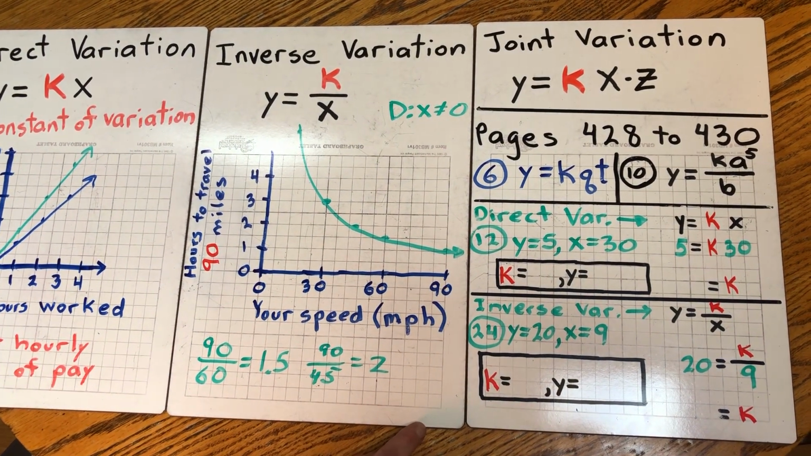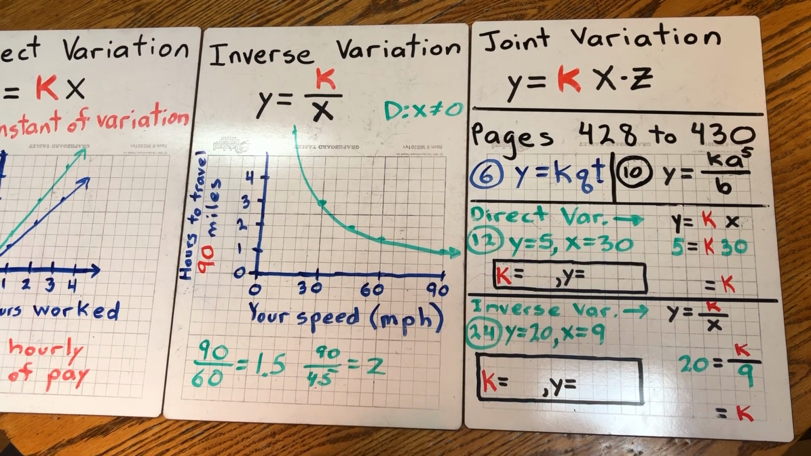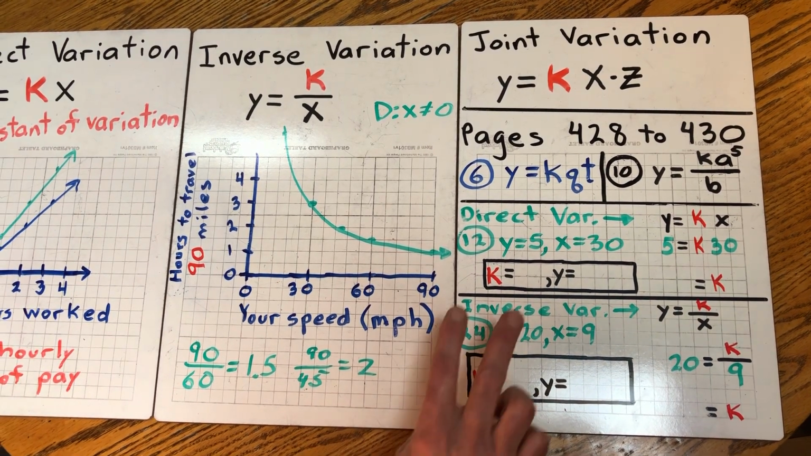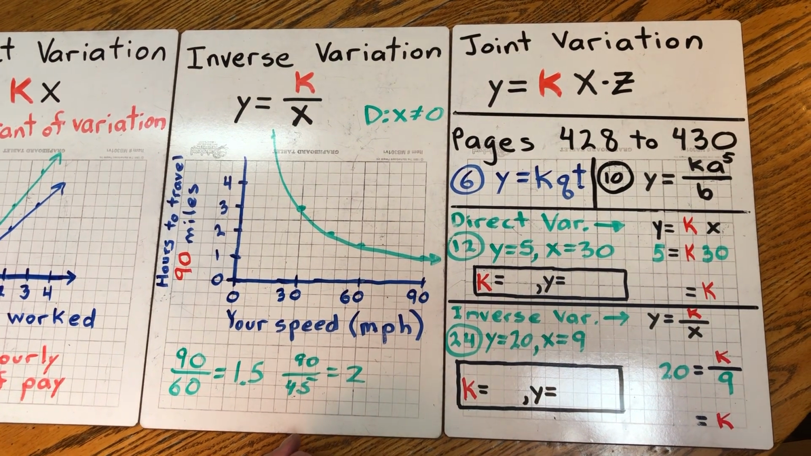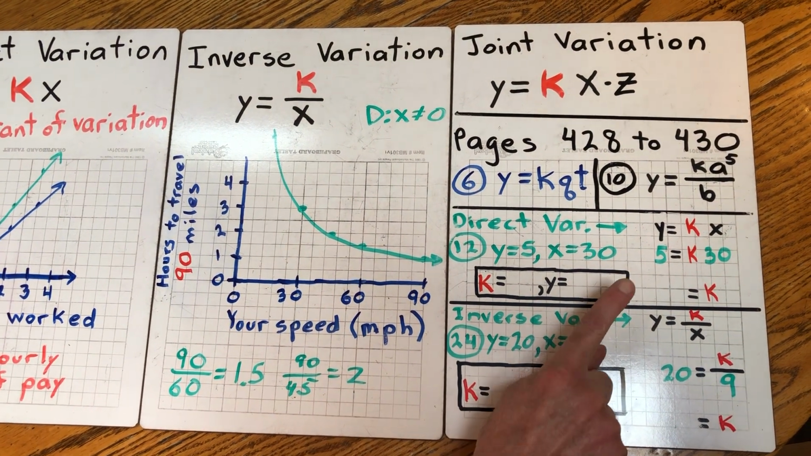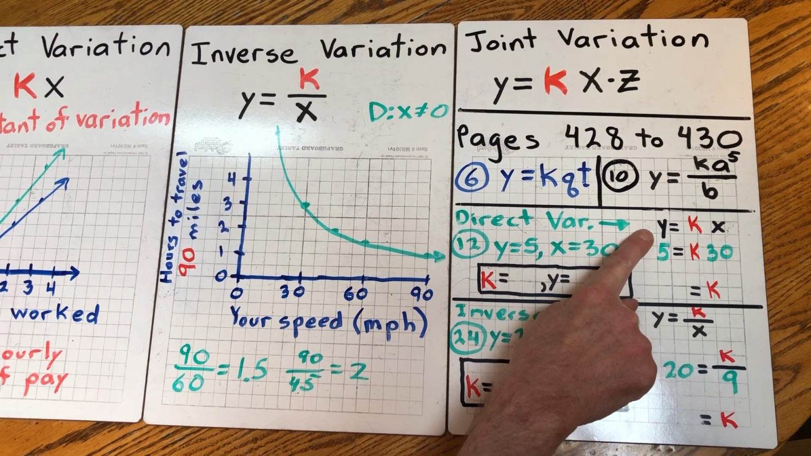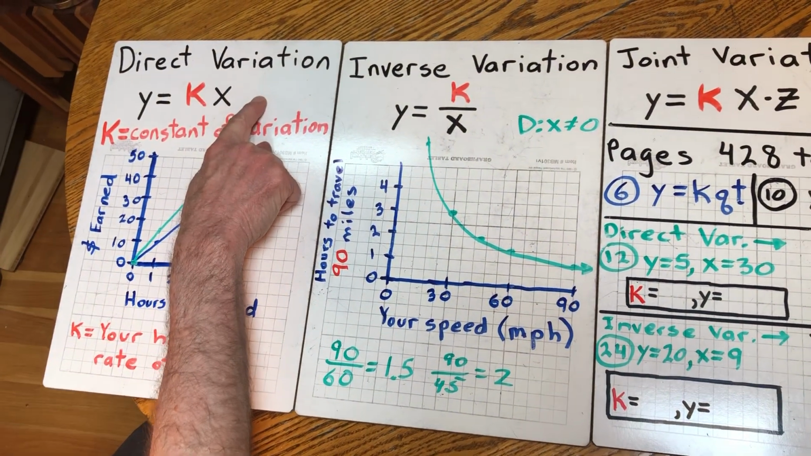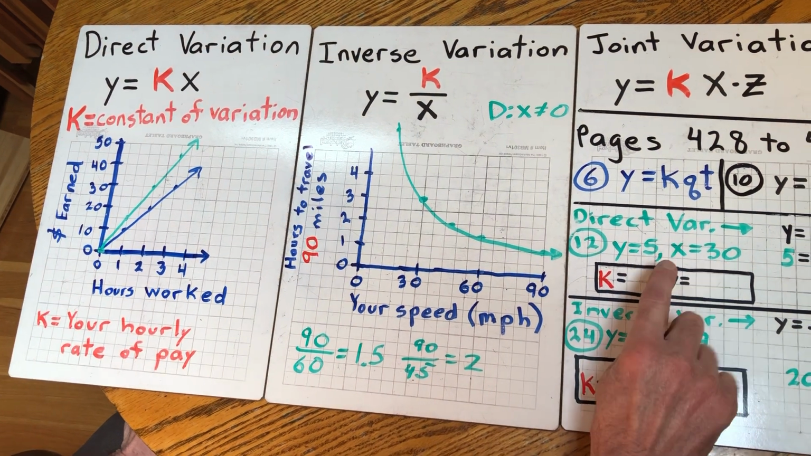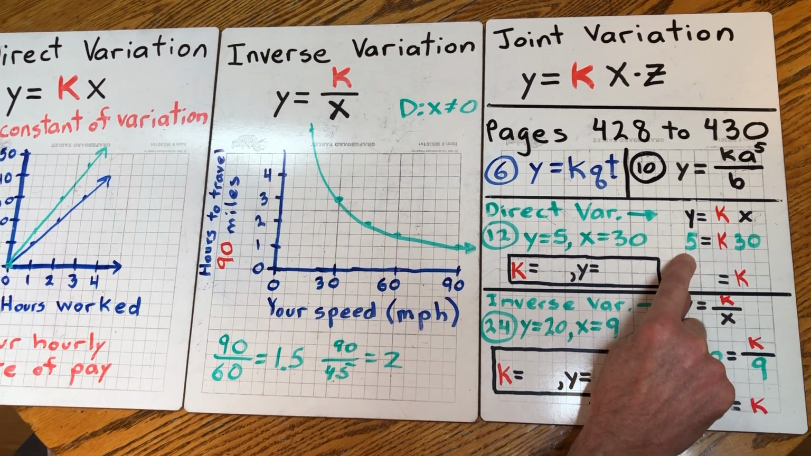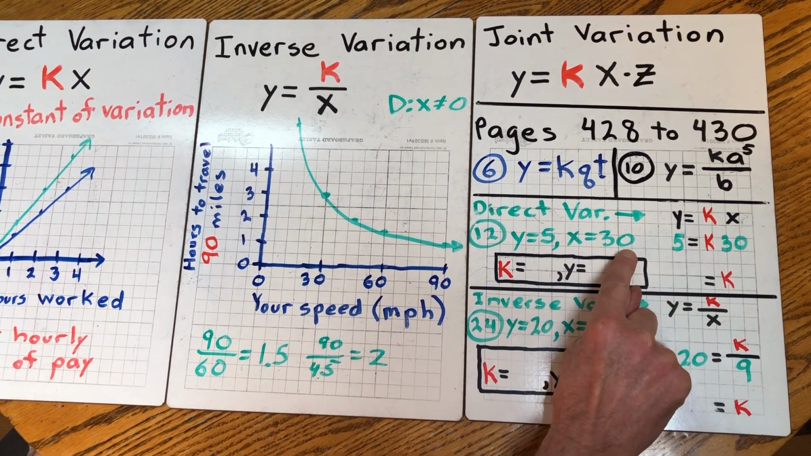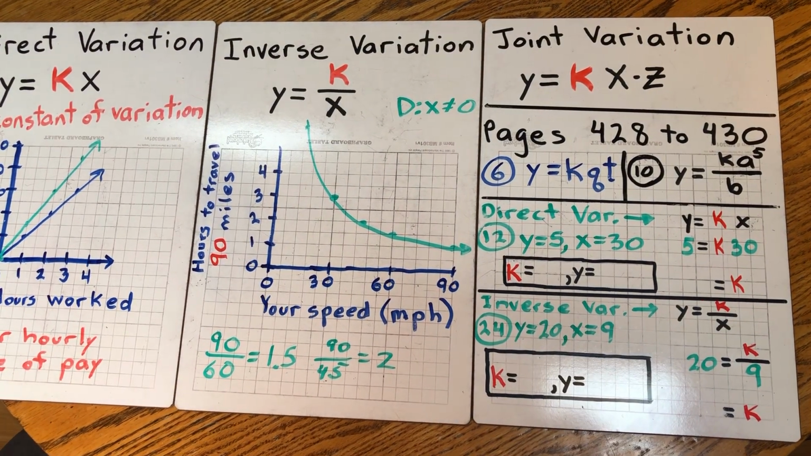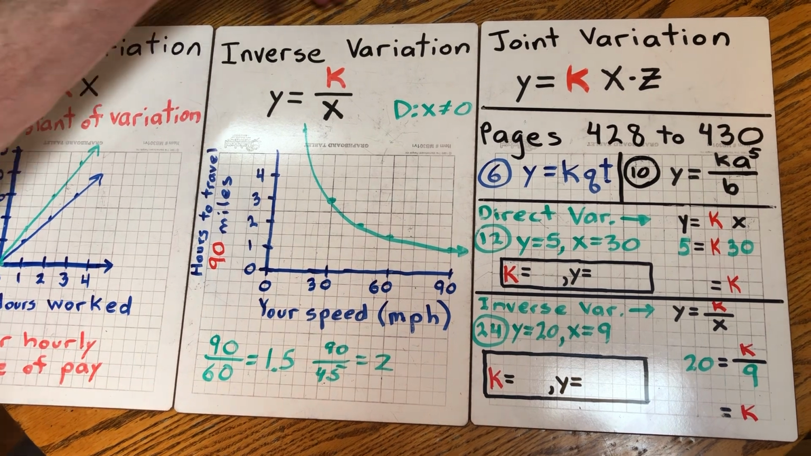So in a section that includes problem 12, they tell you this is direct variation. And they give you 2 values. All right, if it's direct variation, you write the appropriate equation. And then you plug in the values. If y is 5, you substitute it in. If x is 30, you substitute it in. Now you still have to solve for k.